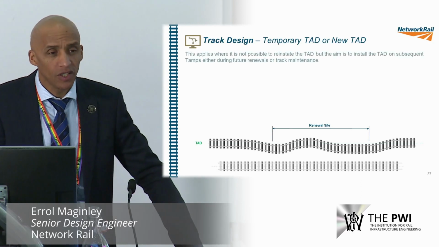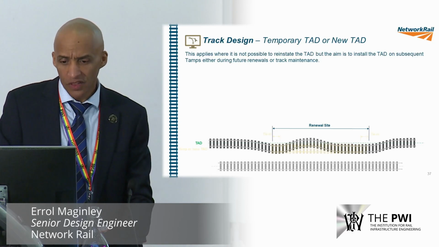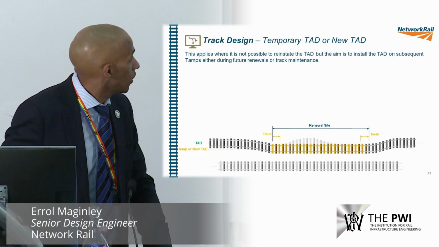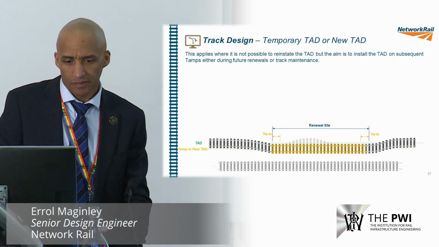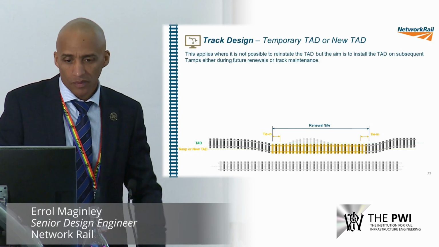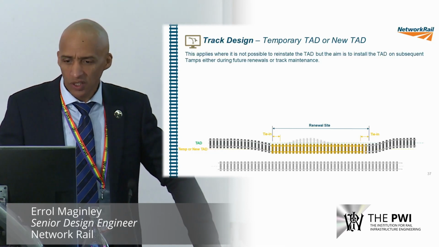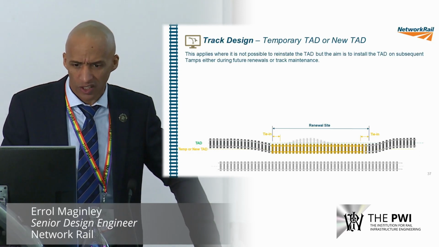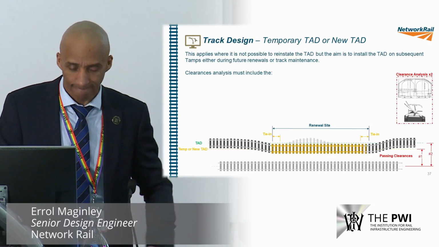There's also a case, and you might hear the term temporary or new TAD. In this case, you can see the renewal site is slightly shorter, and you can see the green line going through the centre line there that represents the TAD. This applies where it's not possible to reinstate the TAD, but the aim is to install the TAD on subsequent TAMPs, so if you're doing staging type works, or for any reason that maintenance are going to realign the track at a future date.